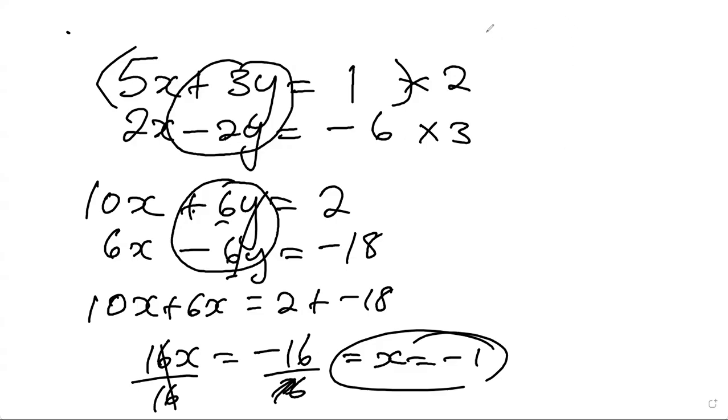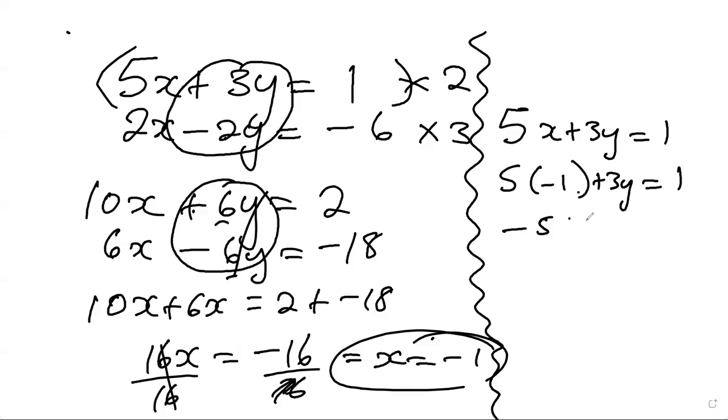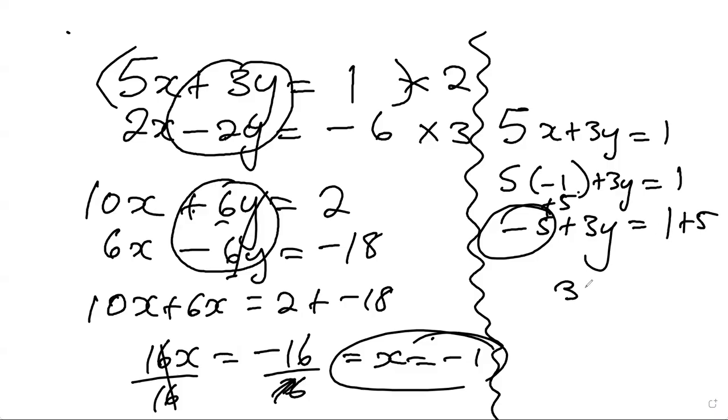Since we know that x is negative 1, we can easily find y. We use the first one. So 5x plus 3y equals 1. We know x is negative 1, so 5 times negative 1 plus 3y equals 1. 5 times negative 1 is minus 5, plus 3y equals 1. We do the opposite of minus 5, which is plus 5. What we do to one side, we do to the other side.